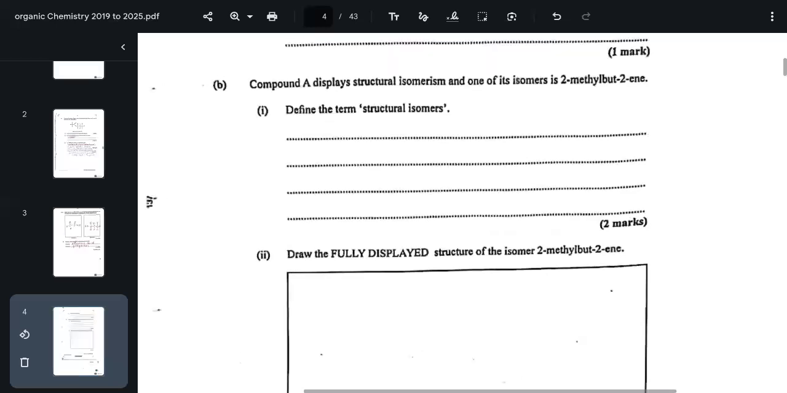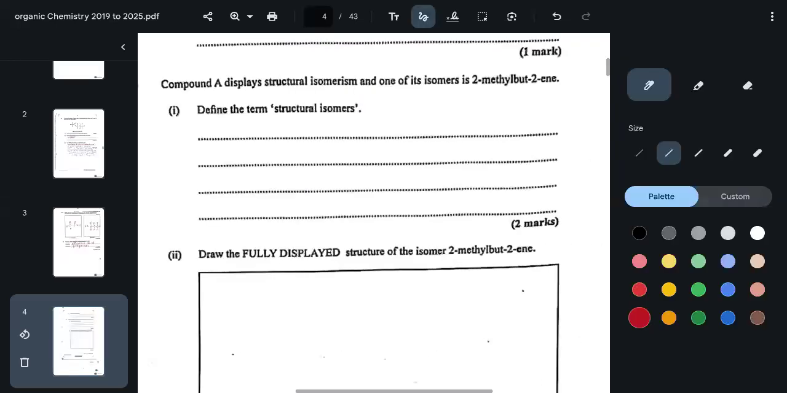So structure. Right. In the meantime, I want you to attempt this one. So draw the structure of 2-methyl but-2-ene. All right. So define it. All right. So structural isomers.